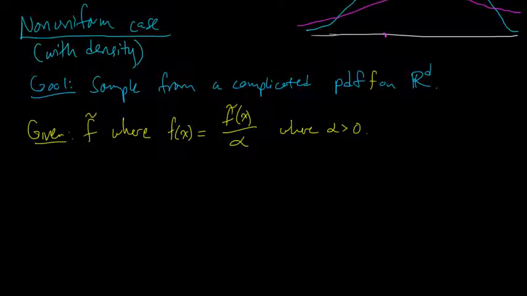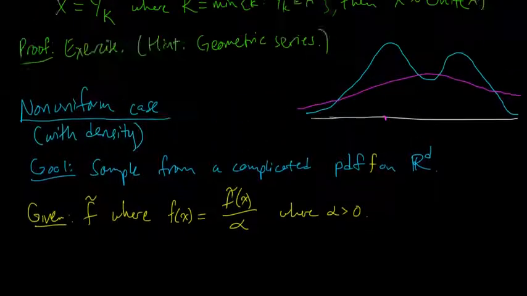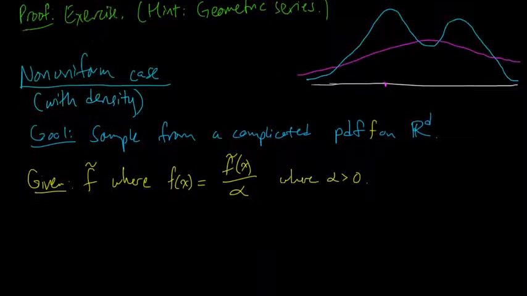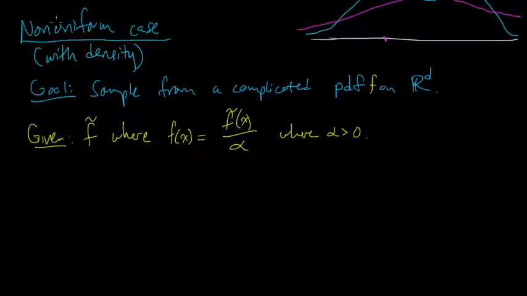We're discussing rejection sampling, and we started out talking about the uniform case. We were thinking about how to sample from the Mandelbrot set, and that was a fun little problem to think about. And we found that we could do that using this rejection sampling technique, where we drew uniformly from a bigger set, and then we threw out the samples that didn't fall in the set we were interested in. And now we're taking a look at the non-uniform case.